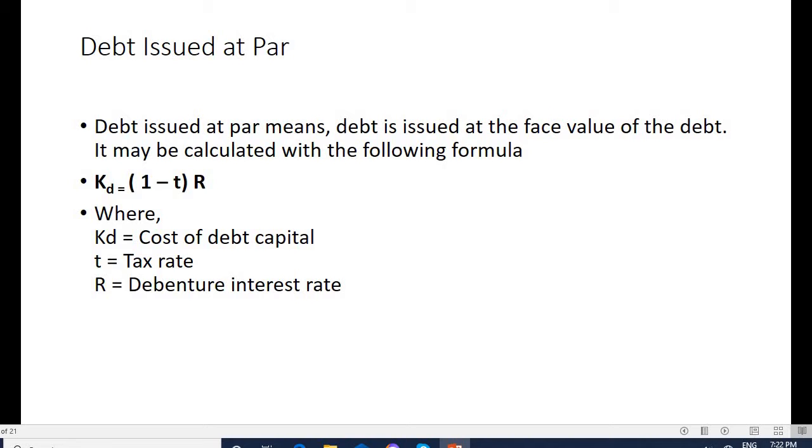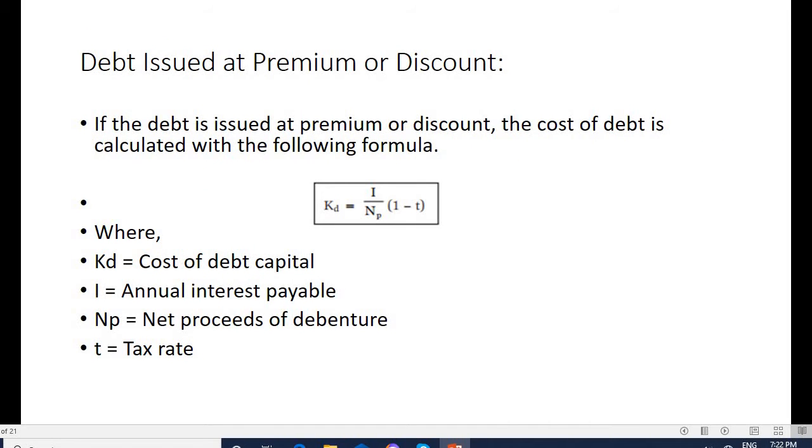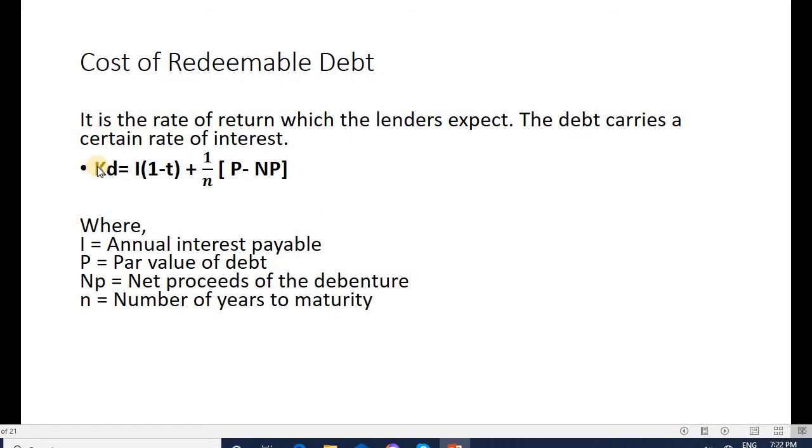Debt is issued at face value. When debt is issued at face value, we calculate through the following formula: KD is equal to (1 minus T) into R, where T is the tax rate, R is the debenture interest rate, and KD is the cost of debt capital. Another situation is debt issued at premium or discount. If the debt is issued at premium or discount, the cost of debt is calculated with the following formula: KD is equal to I by NP into (1 minus T), where I is annual interest payable, KD is cost of debt capital, NP is net proceeds of debenture, and T is tax rate.